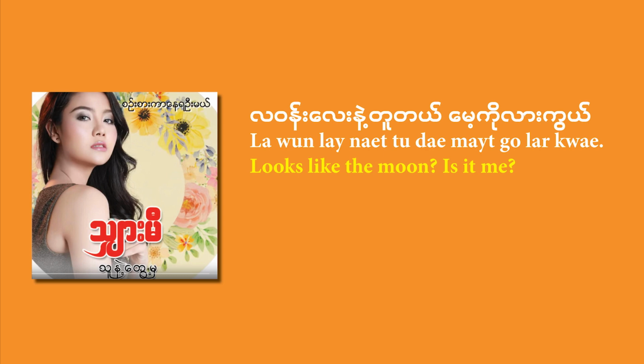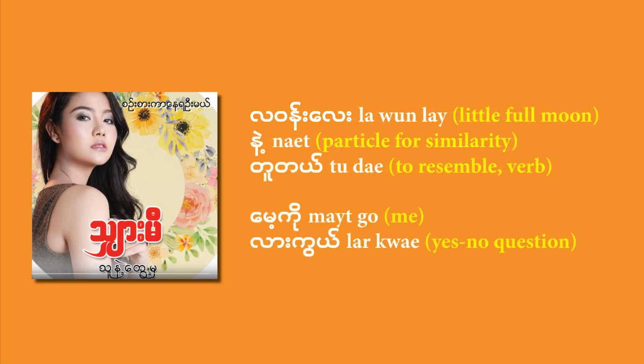Let's break it down. La won is the moon, specifically the round, circular, full moon. Tu is the verb that means to resemble or to be similar. Me is a flirty, cute way a young woman might refer to herself as opposed to saying I. So the second part is roughly, is it me or are you referring to me? The whole line means, looks like the moon, are you talking about me?